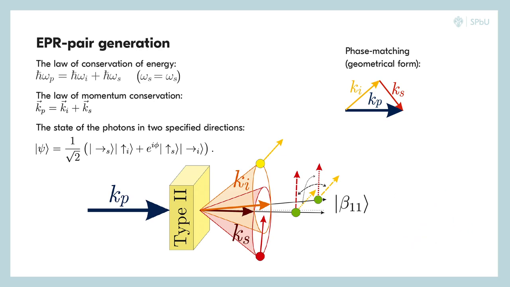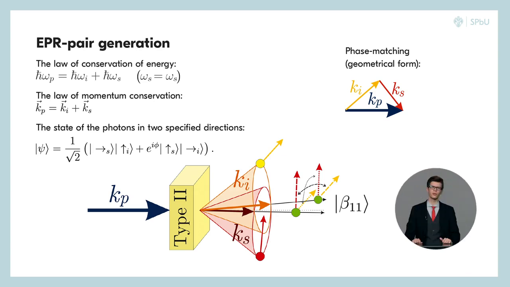The thing is, within the spontaneous decay, the signal and idler photons will have orthogonal polarizations with respect to each other.